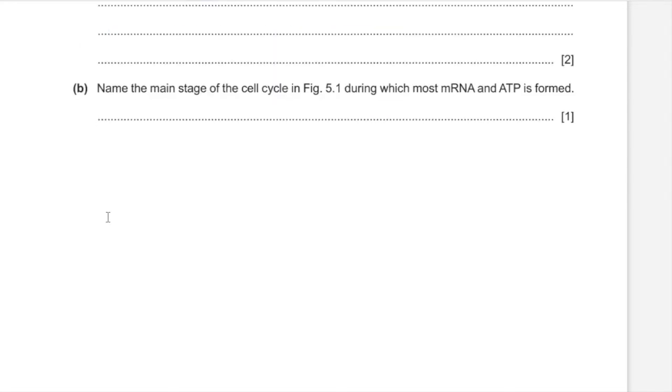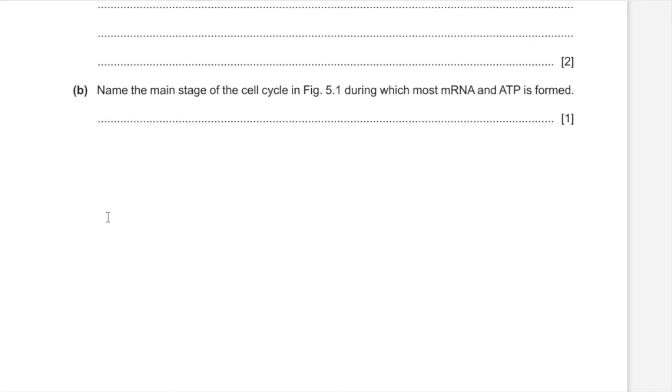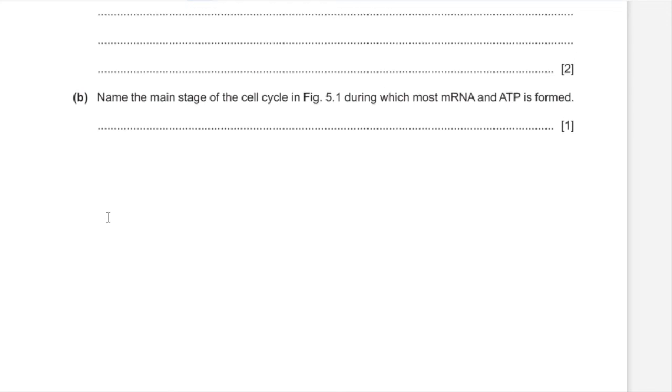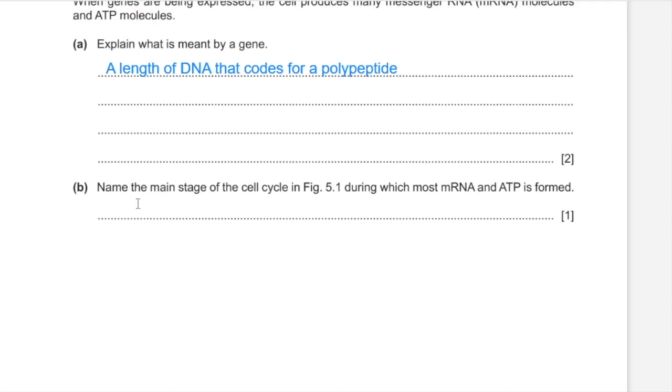B. The main stage of the cell cycle during which most mRNA and ATP is formed. It is the interphase, as interphase has the G phase, where cells grow using proteins that are made using mRNA and ATP molecules.